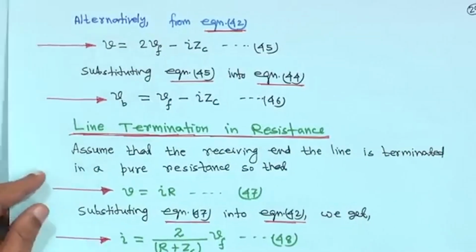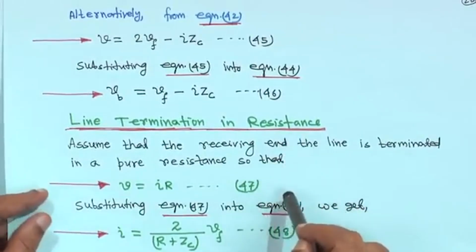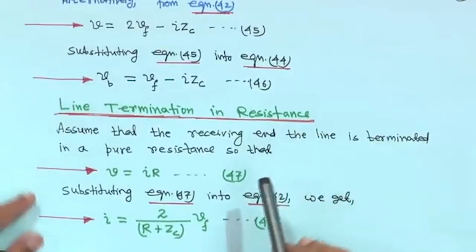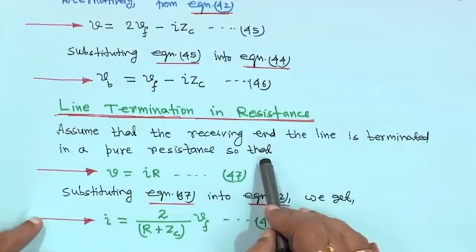Now, next is line termination in resistance. It is not open circuited now. Assume that the receiving end of the line is terminated in a pure resistance, right.